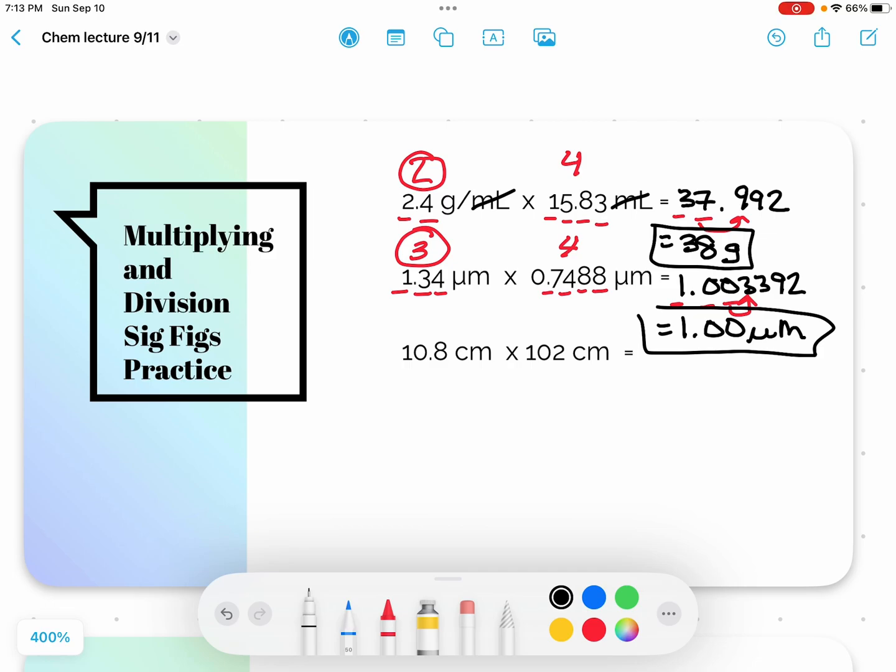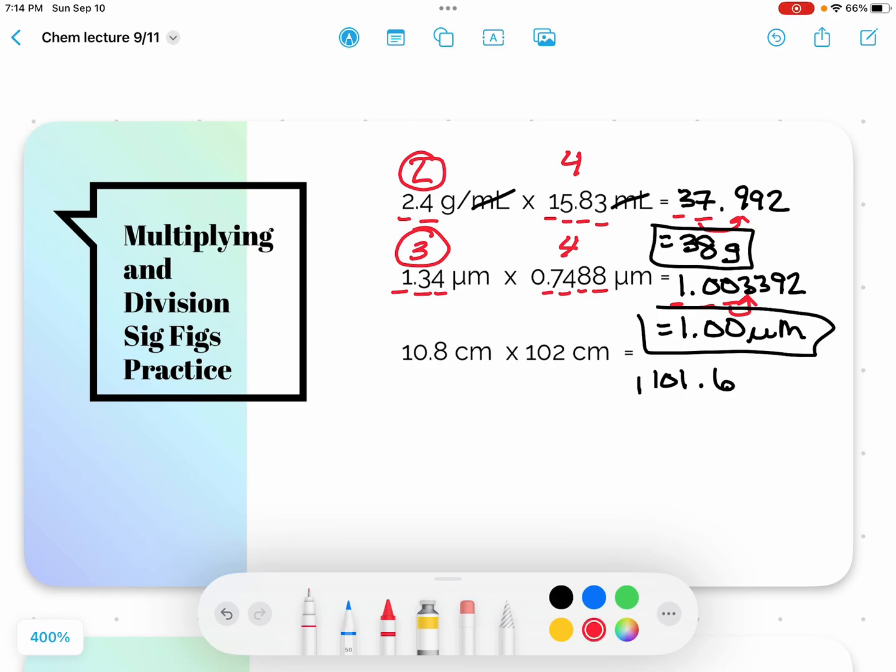All right, let's do the very last example here. So I have 10.8 centimeters times 102 centimeters. I'm just going to solve it out like I normally do. And I'm going to get an answer of 1,101.6. Now I need to figure out how many sig figs I need to go to.